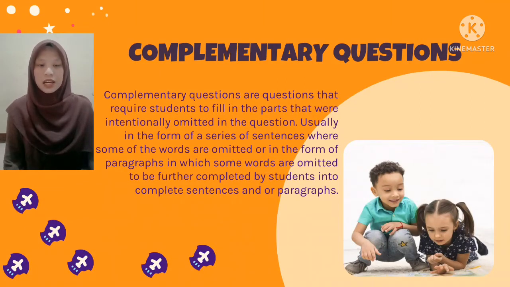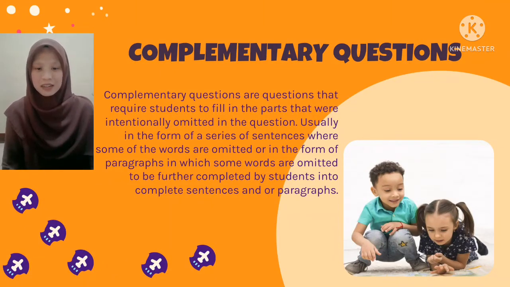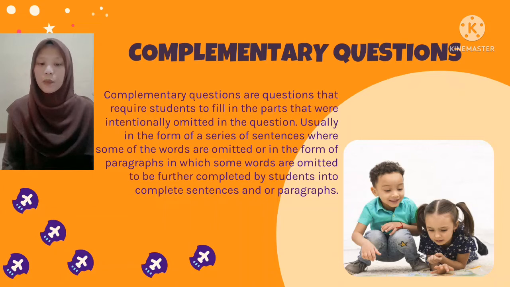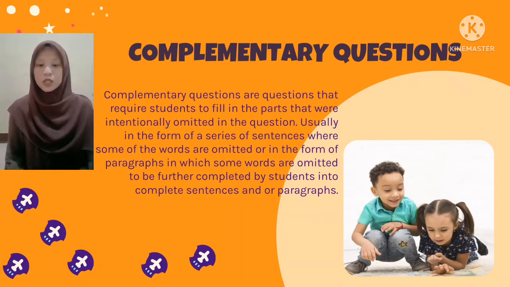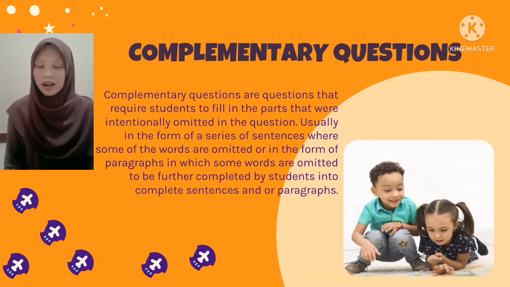The third instrument is the complementary question. Complementary questions are questions that require students to fill in parts that were intentionally omitted in the question, usually in the form of a series of sentences where some of the words are omitted, or in the form of a paragraph in which some words are omitted to be completed by students into complete sentences or paragraphs.